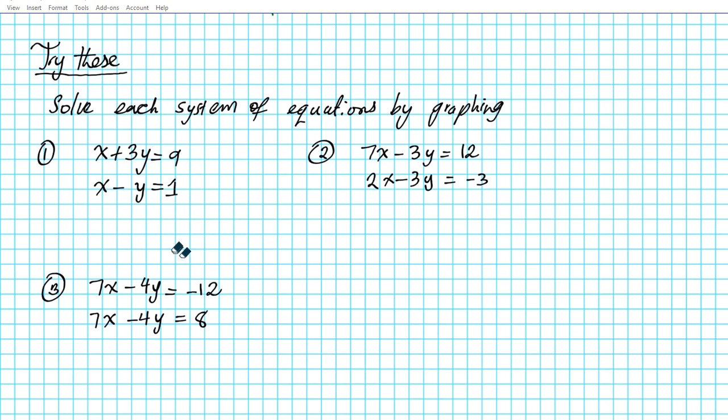Alright, hopefully you had a chance to try out the problems. These are the solutions. So the first one, it's 3, 2. For the second one, the solution is 3, 3. And then for the last one is no solution. If you graph it, you find out that they both have the same slope of 7/4, but their y-intercepts are different, so that's why they never intersect. These two lines are parallel with different y-intercepts, so they never intersect, hence there are no solutions.